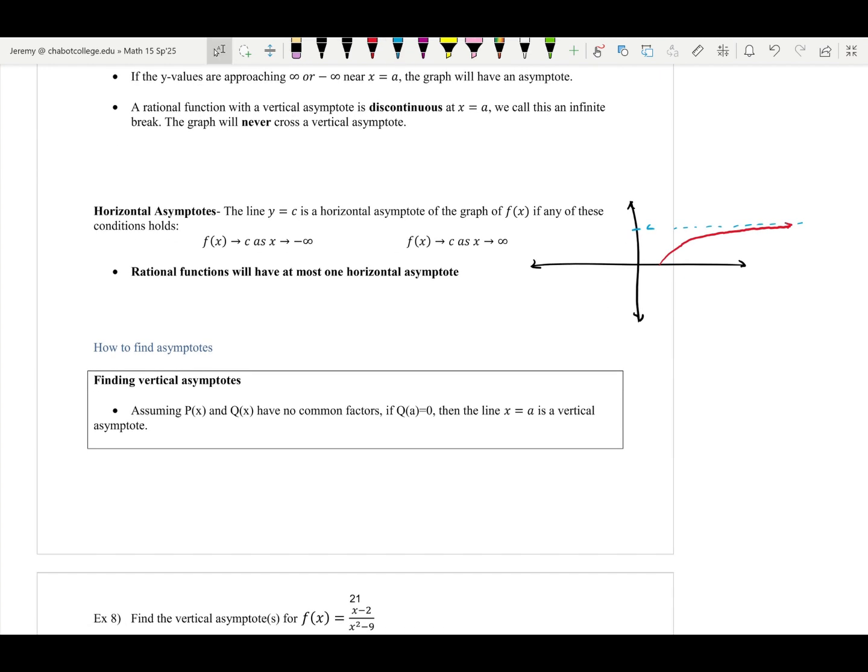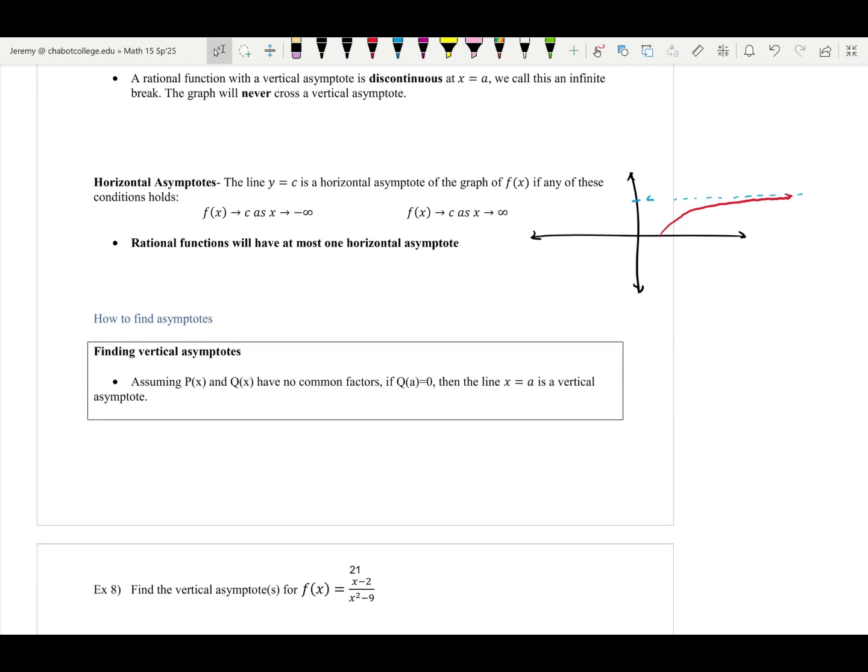Rational functions will have at most one horizontal asymptote. If we had more than one, it would contradict having a function that passes the vertical line test. So we'll just see one horizontal asymptote at the most.